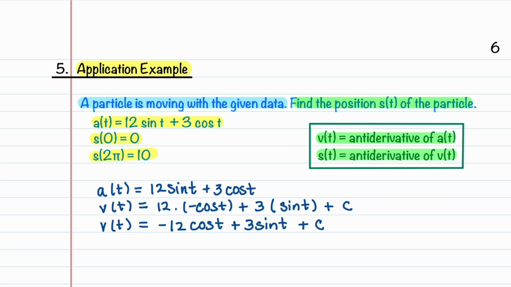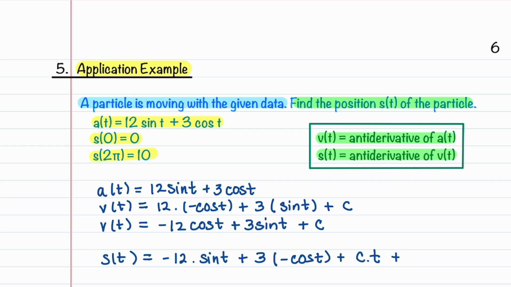Now we can find our position function. It is the antiderivative or integral of the velocity. This gives us minus 12. The antiderivative of cosine t is sine t, plus 3 times the antiderivative of sine t, which is minus cosine t. And then with our constant, we multiply that by t, and then we have to add on a second constant, which we're going to call d. Instead of c and d, you could also use c1 and c2.